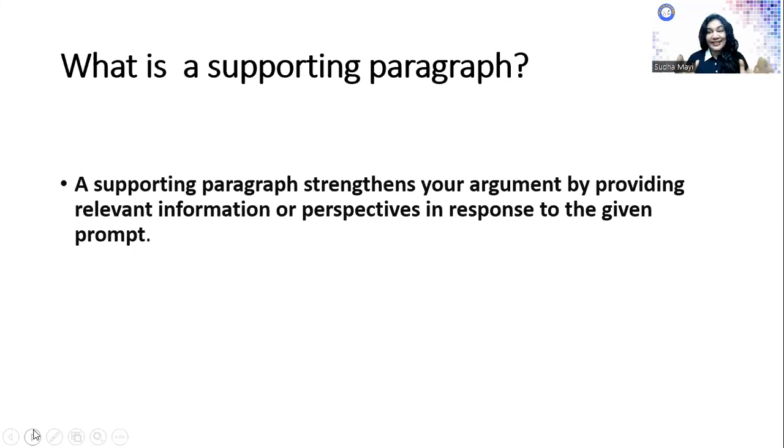Basically, a supporting paragraph is like a wall. If you want to make a wall, what do you need? You need to strengthen it. How do you strengthen a wall? You strengthen it with bricks.